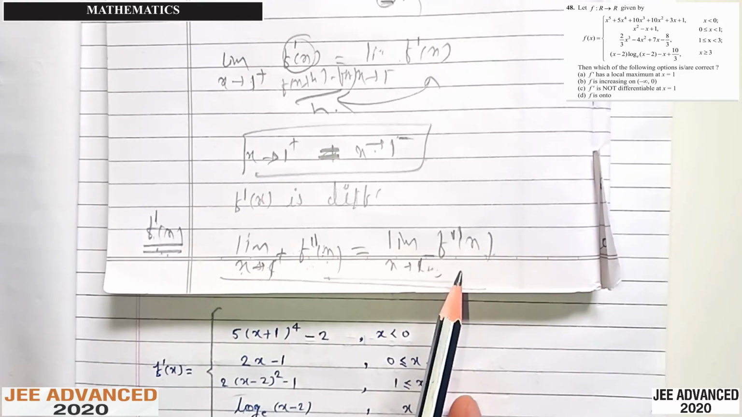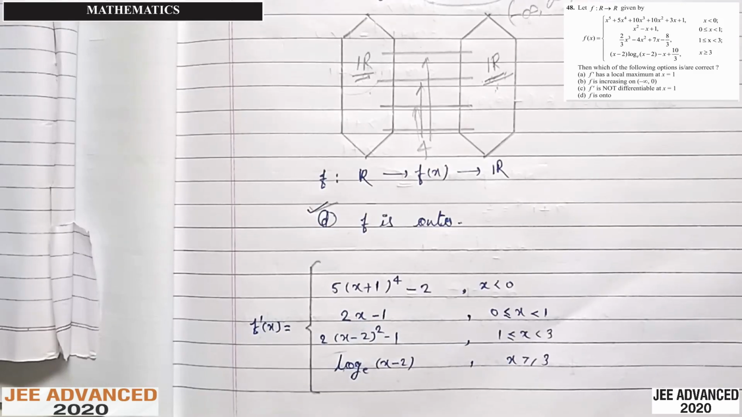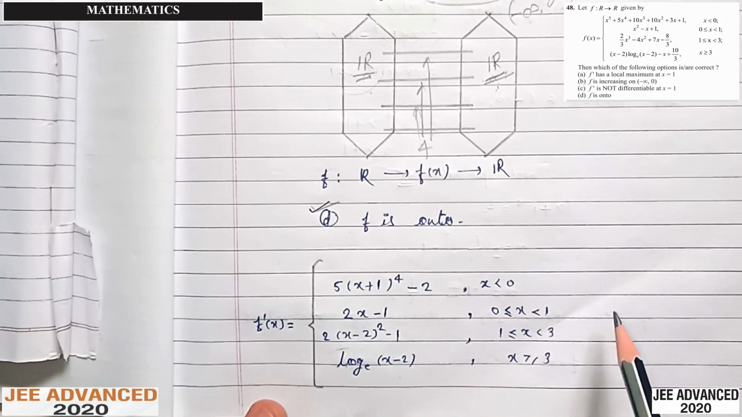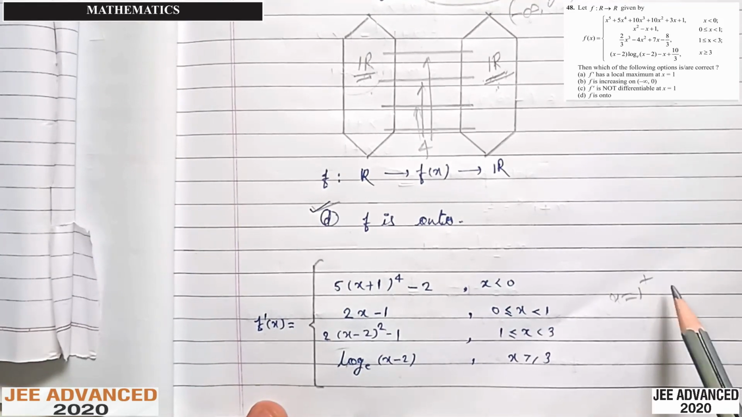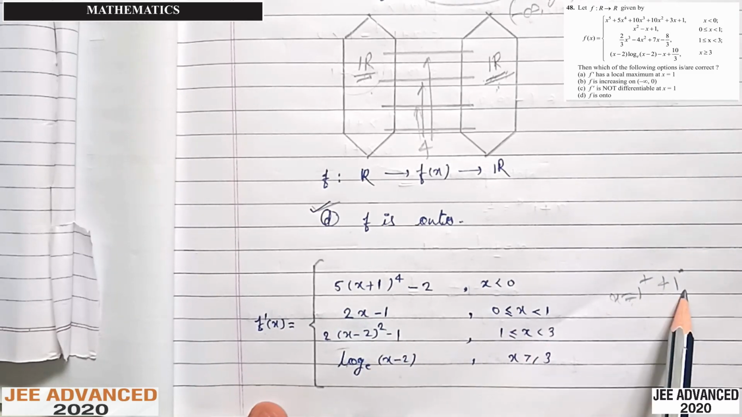I hope you all have understood. It is a little trickier, that's why I took this one. Now here the main target is to define a function. Which function do we select here for x equal to 1 plus and 1 minus? So we have to select the function for the right hand limit and left hand limit, for 1 plus and 1 minus, between these four functions.